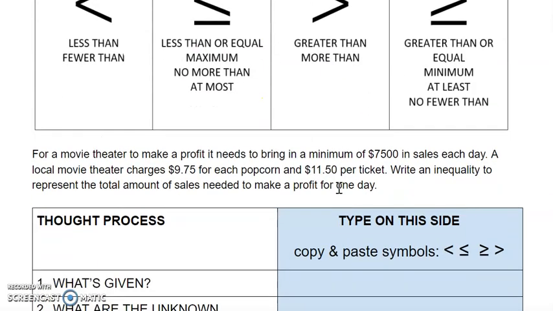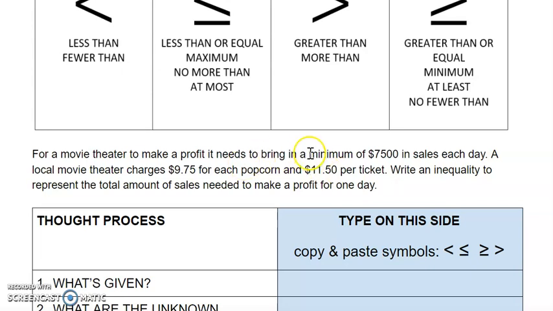Okay, here we go. For a movie theater to make a profit, it needs to bring in a minimum of $7,500 in sales each day. A local movie theater charges $9.75 for each popcorn and $11.50 per ticket. Write an inequality to represent the total amount of sales needed to make a profit for one day.